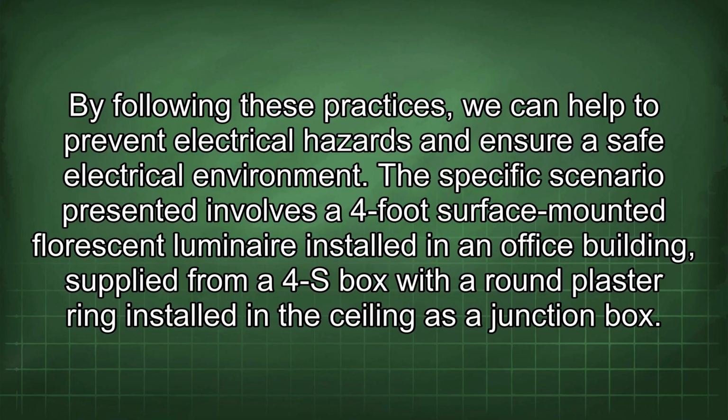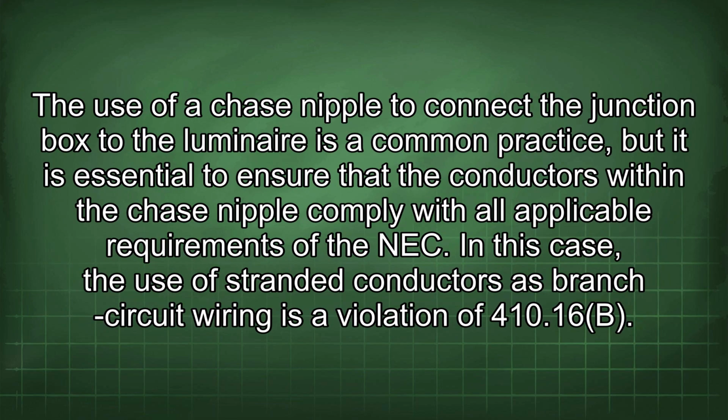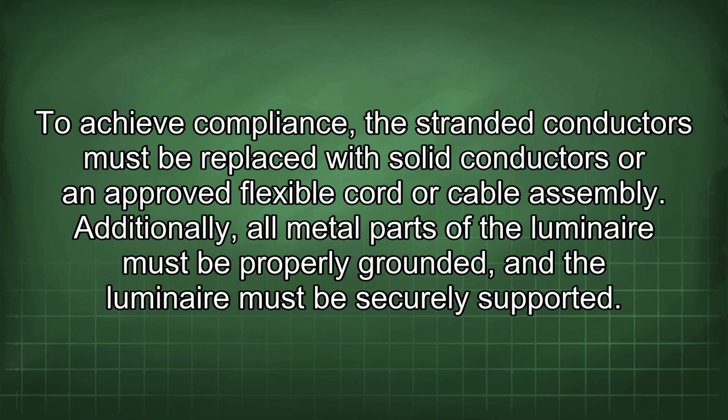The specific scenario presented involves a 4-foot surface-mounted fluorescent luminaire installed in an office building, supplied from a 4S box with a round plaster ring installed in the ceiling as a junction box. The use of a chase nipple to connect the junction box to the luminaire is a common practice, but it is essential to ensure that the conductors within the chase nipple comply with all applicable requirements of the NEC. In this case, the use of stranded conductors as branch circuit wiring is a violation of 410.16(B). To achieve compliance, the stranded conductors must be replaced with solid conductors or an approved flexible cord or cable assembly.